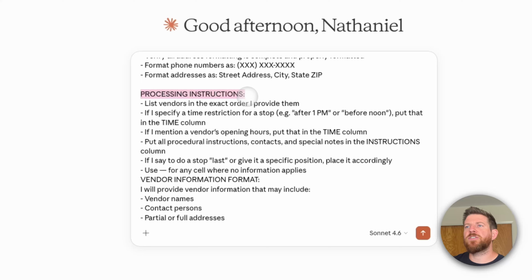Third is going to be the processing instructions and sequencing logic. So it tells it to list the vendors in the exact order I provide. But if I drop in a time restriction, like a vendor that only does pickups after a certain time, it will account for that and aim to slot it accordingly. So we have things like their opening hours. We have things like procedural instructions, the contacts and the special notes. Those need to go into the instructions column. If I say to do a stop last or give it a specific position, it will place it accordingly.